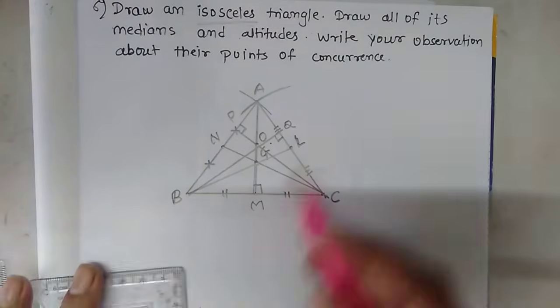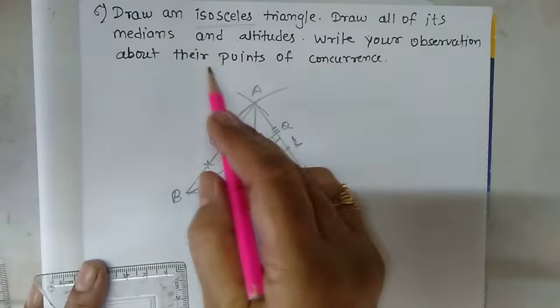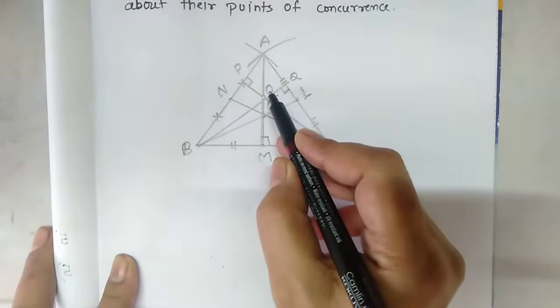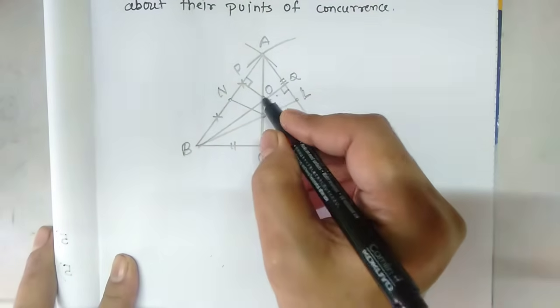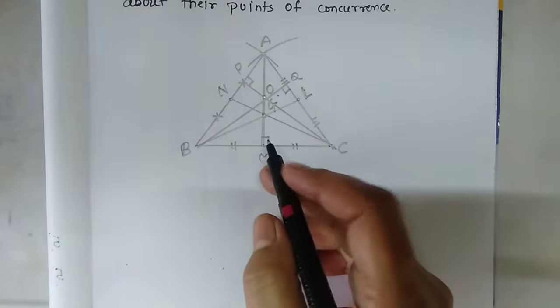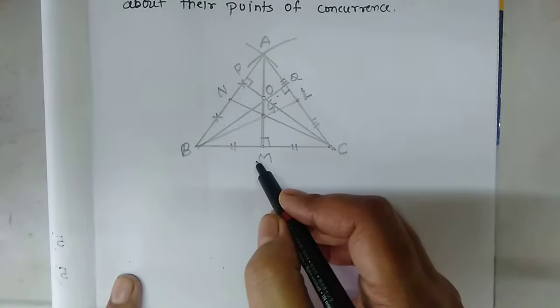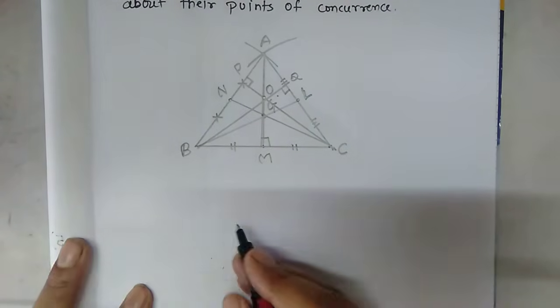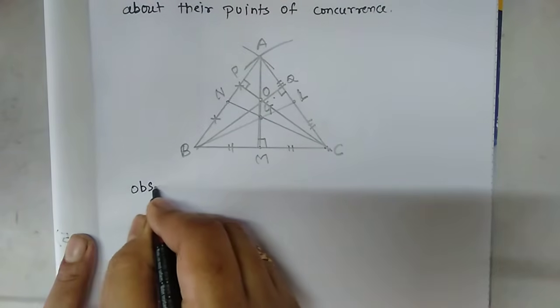Now see the question. Write your observation about their point of concurrence. See the centroid and orthocenter, they lie on the same line and that line is nothing but the perpendicular drawn from A. Correct? So write down the observation.